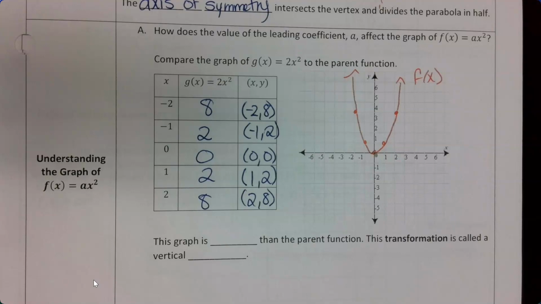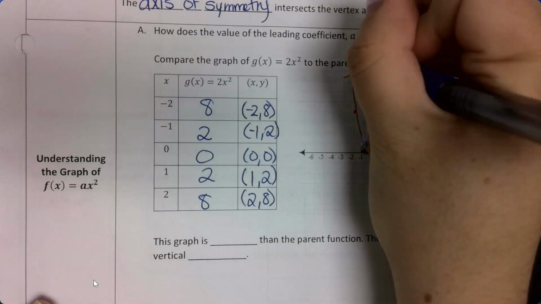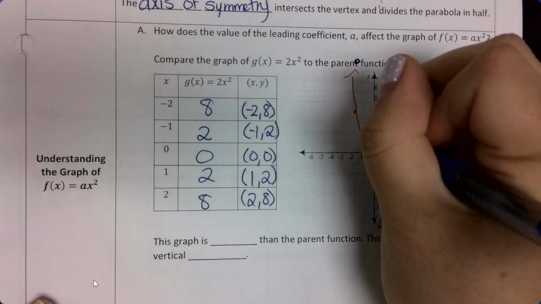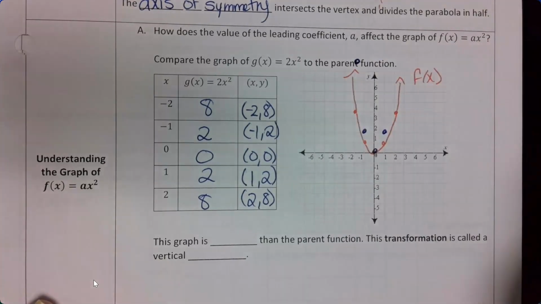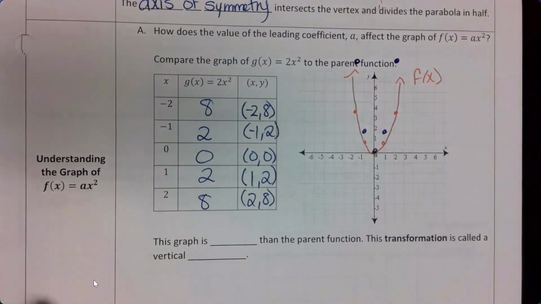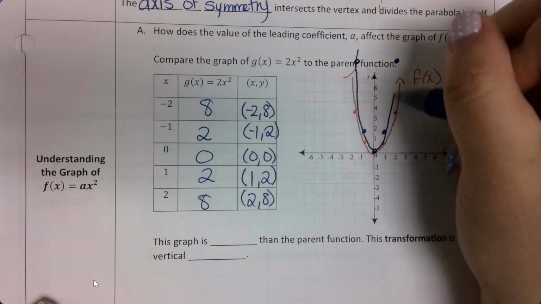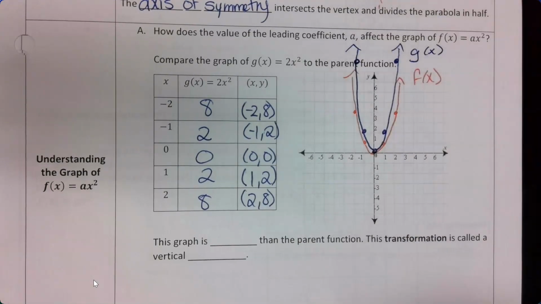So I want to go ahead and graph these. This graph, the grid only goes to 7, so my 8's going to be a little bit off. Then negative 1, 2 will fit. 0, 0 is in the same spot. 1, 2, and then 2, 8. So again, I want to go ahead and connect my points. And I'm going to name this one g of x.